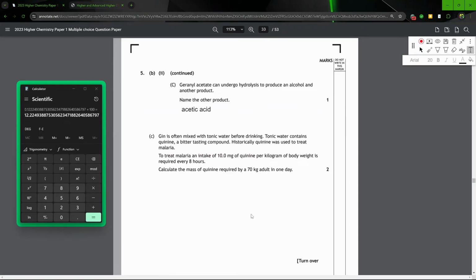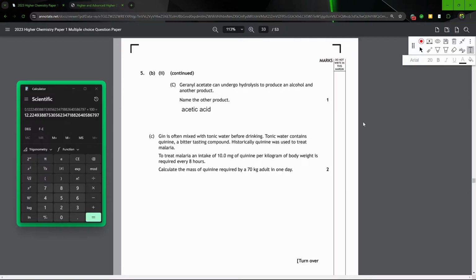Gin is often mixed with tonic water before drinking. Tonic water contains quinine, a bitter tasting compound. Historically, quinine was used to treat malaria. To treat malaria, an intake of 10 milligrams of quinine per kilogram of body weight is required every 8 hours. State the mass of quinine required by a 70 kilogram adult in 1 day.